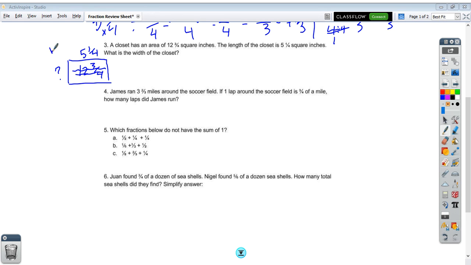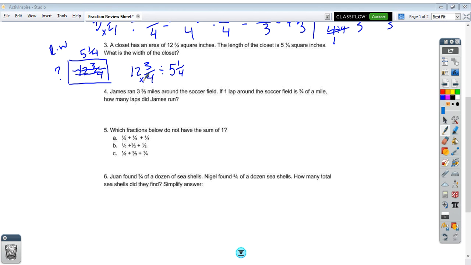Well, we know it's length times width or base times height. So I've got this times this equals 12 3/4. Well, that's a multiplication problem. To do that backwards, I divide. So I'm going to do 12 3/4 divided by 5 1/4. Again, I see, okay, I'm dividing. So I have to convert these from mixed numbers to improper fractions.